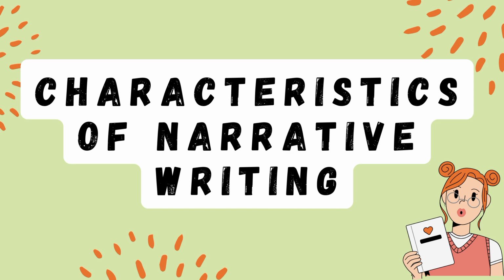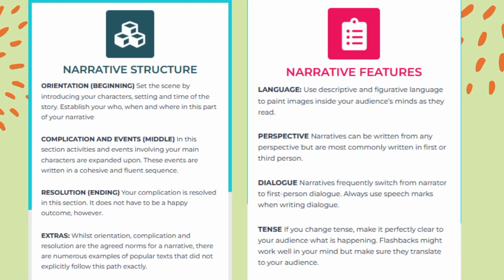Characteristics of narrative writing. So first is the narrative structure. Orientation or beginning: set the scene by introducing your characters, setting, and time of the story. Establish who you are and when you are part of the narrative. The second one is the complication and events, or the middle.